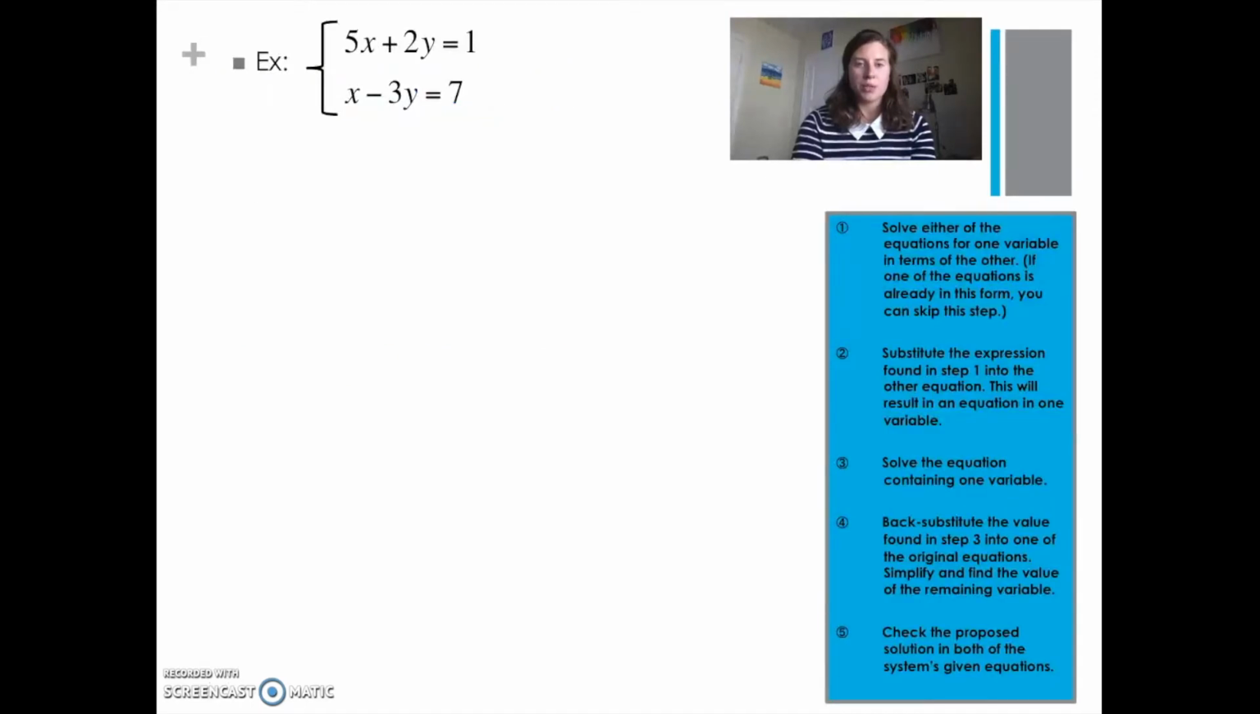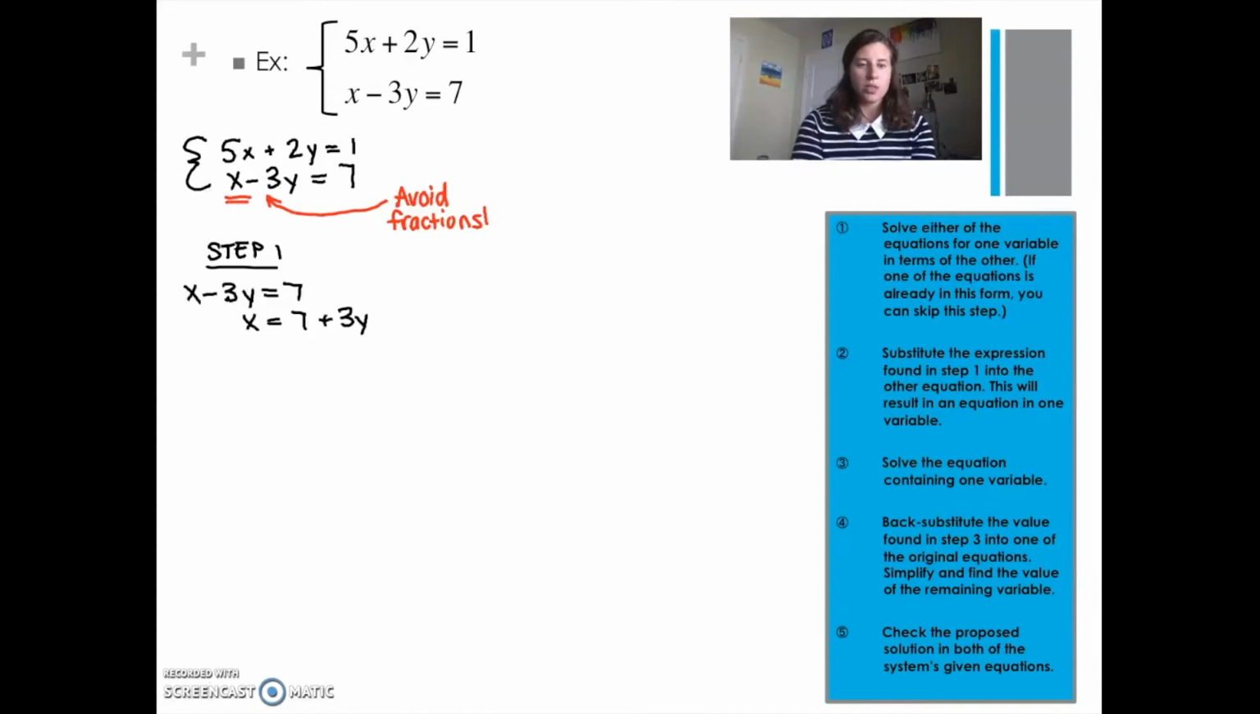Here's another example. Solve the system 5x plus 2y equals 1, x minus 3y equals 7. First, write down the system. Step 1. You need to solve either of the equations for one of the variables. Choose the second equation to solve for x so that you can avoid fractions. X equals 7 plus 3y.